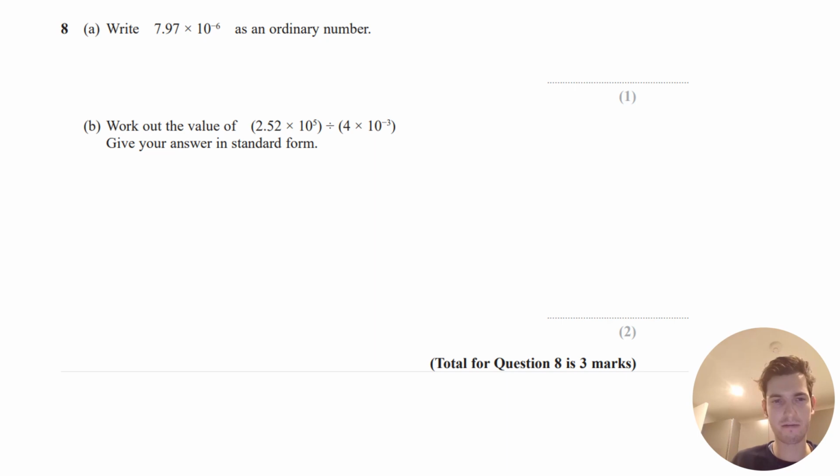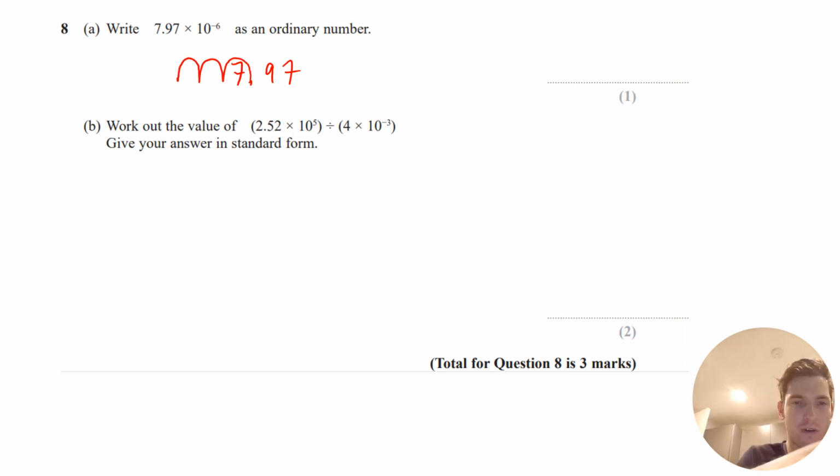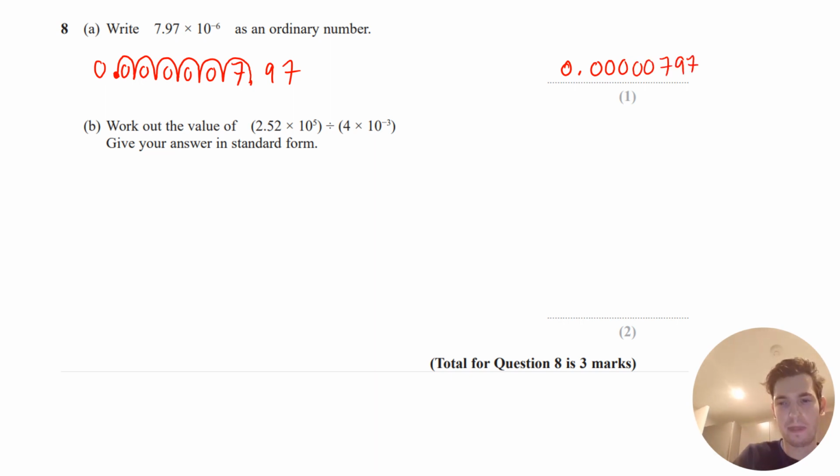All right, so next question, standard form. So firstly, I need to write something as an ordinary number. So I know how to do this. I'm going to write up my number. And then because my power is negative, I need to go back 6 decimal places. So 1, 2, 3, 4, 5, 6. And I'm going to put zeros for my placeholder. And I'm going to rewrite it on the answer line: 0.000000797.